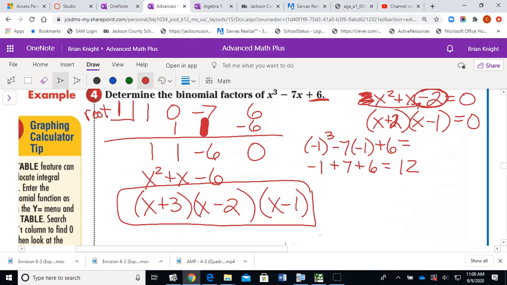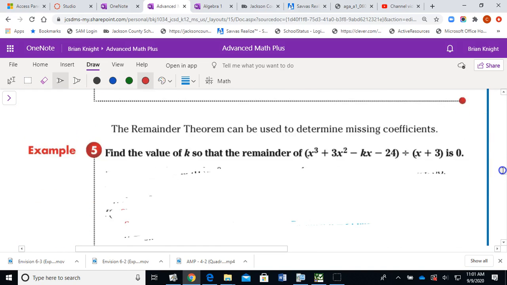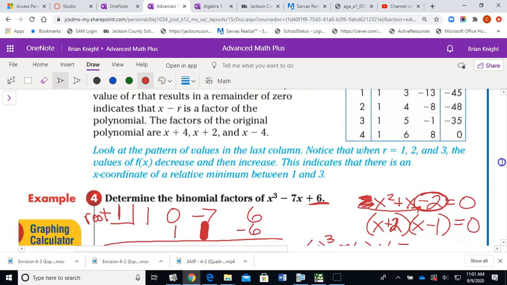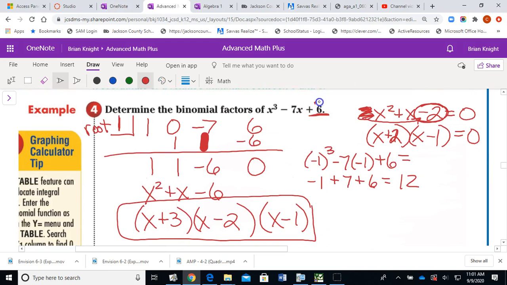Remember, how many choices did we have? 6. I mean, we had 8 different choices. Now, would we go through all 8? Probably not. But we had 8 choices that were possible. Does that make sense? Coach Knight, how'd you know you had 8 choices? Because I took the factors of 6.